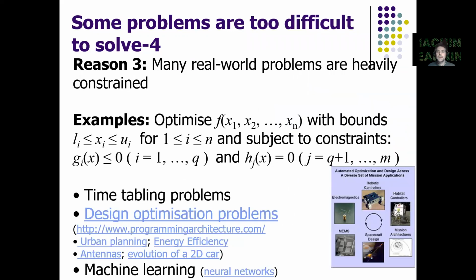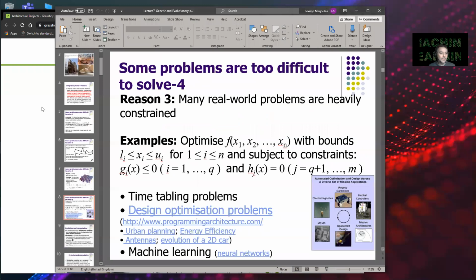Other kinds of problems in real life: there are many problems that have been solved with genetic algorithms and evolutionary algorithms. These are typically examples where we have to optimize a function and the solutions need to be within certain bounds, or there are constraints that we have to satisfy. And there are many problems of this type, like timetable problems, design optimization problems. And I have some examples quickly to give you to illustrate how this works.